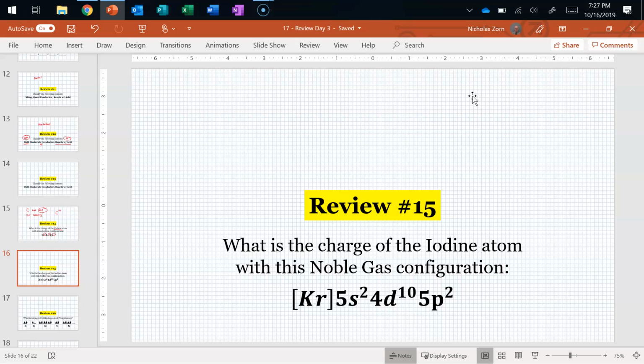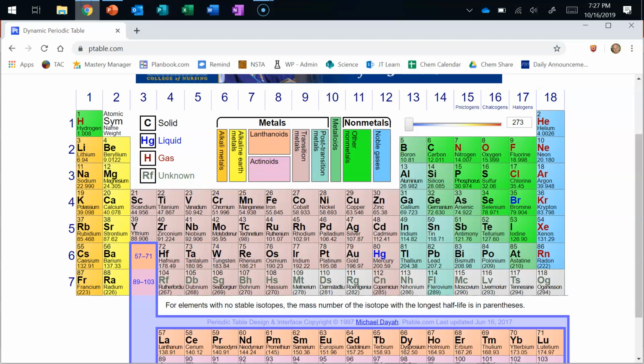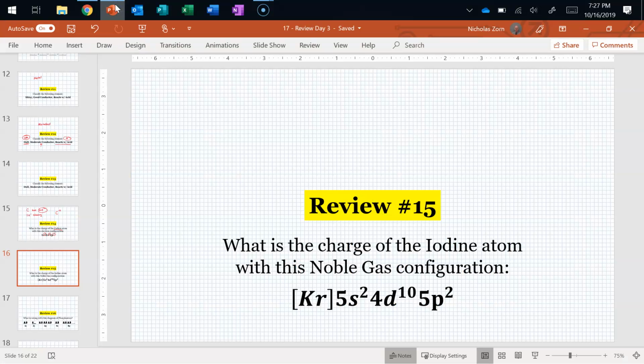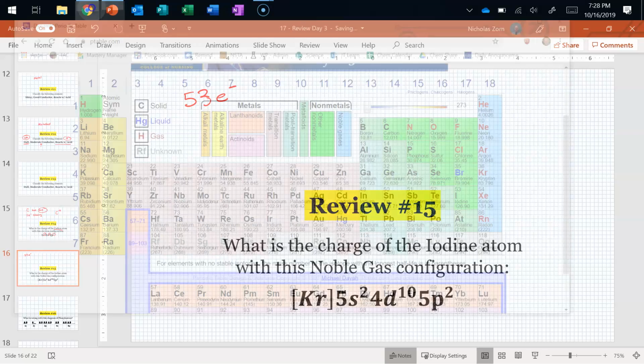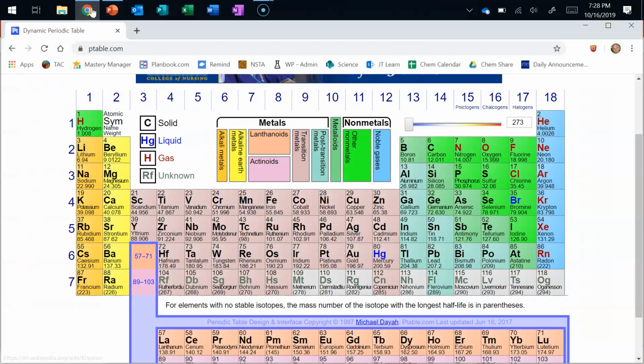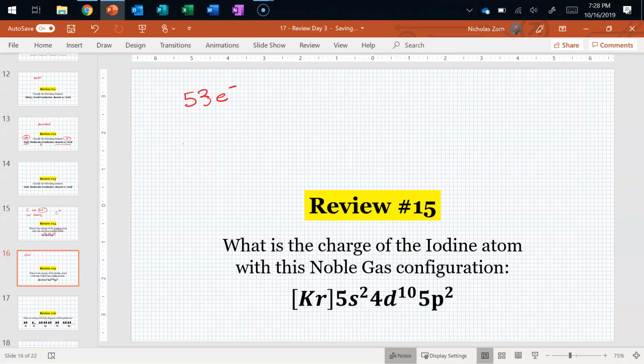Okay, what is the charge of the iodine atom with this noble gas configuration? Let's take a look. Iodine on the periodic table is 53, so it normally has 53 electrons. And let's go to krypton on the periodic table. Krypton has 36 electrons normally.